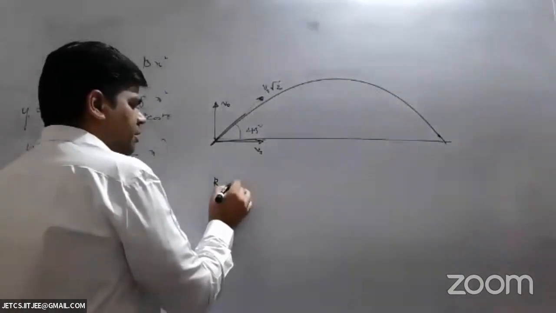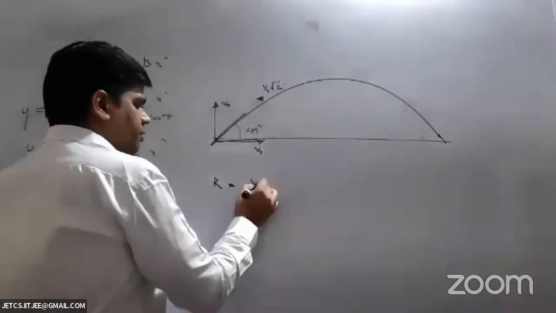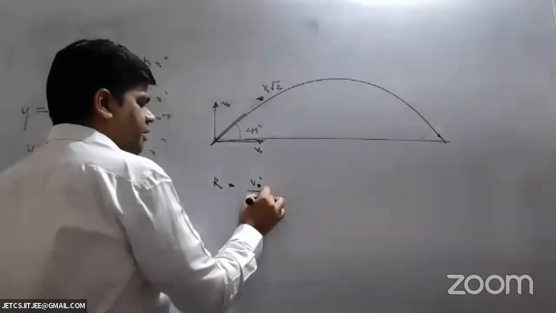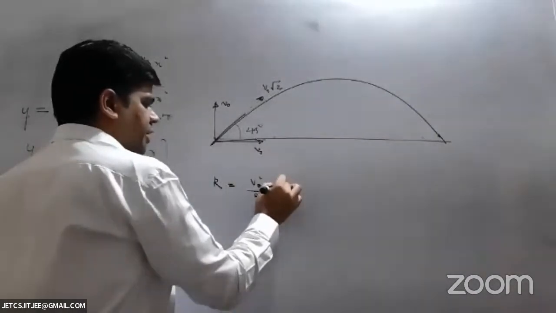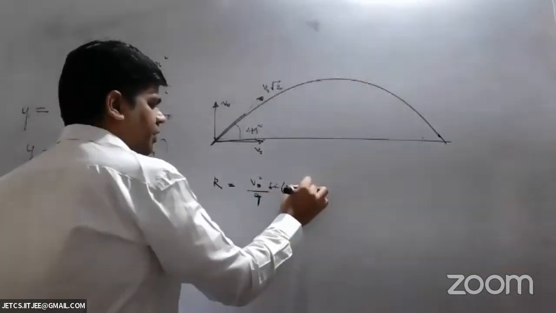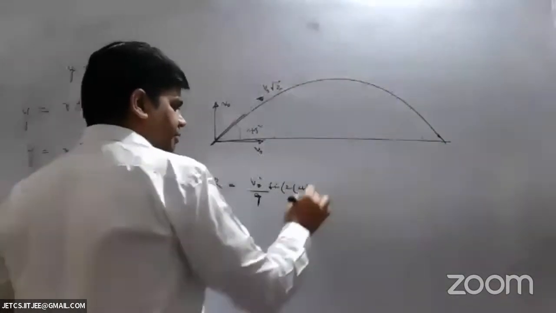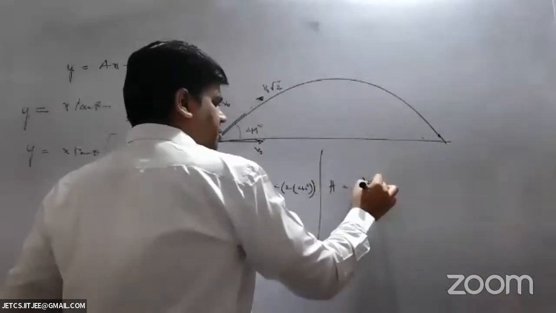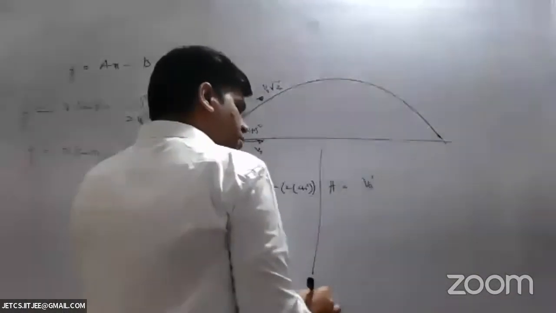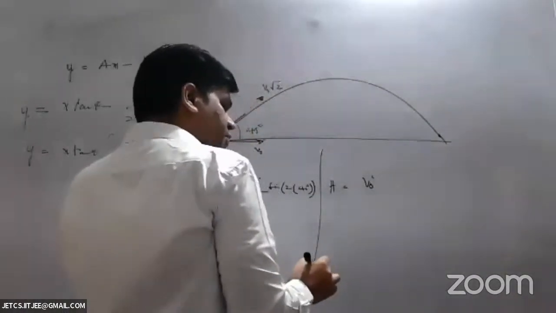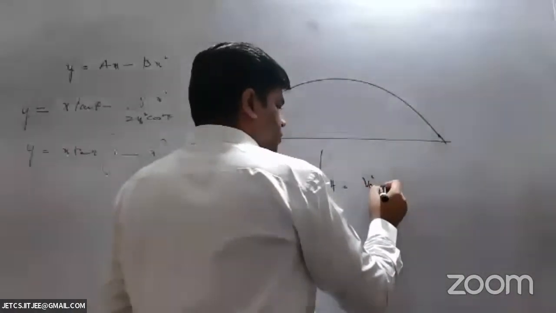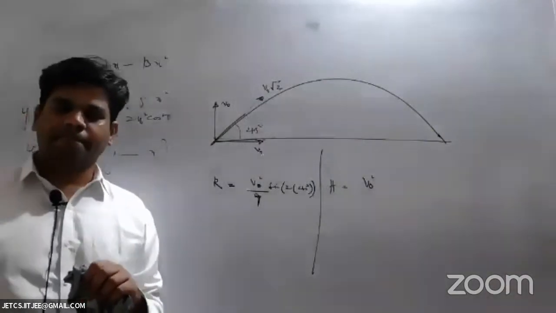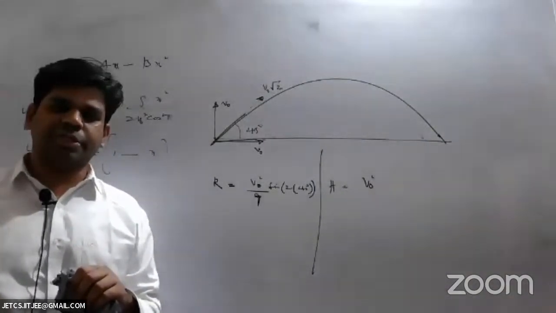Range is given by v naught square by g sin 2 into 45 by g. Maximum height is given by v naught square sin square theta by 2g. So sin square theta is how much? Sin theta is 45. What is the value of sin square theta, students, when theta is 45?